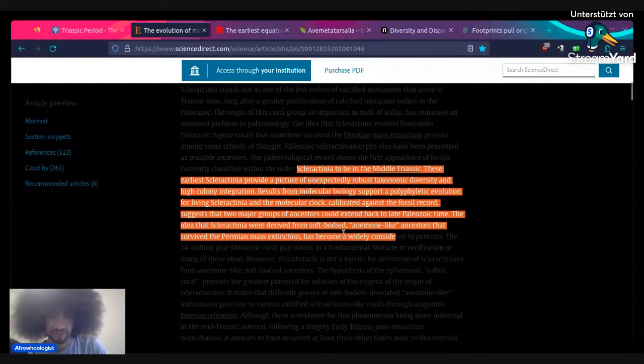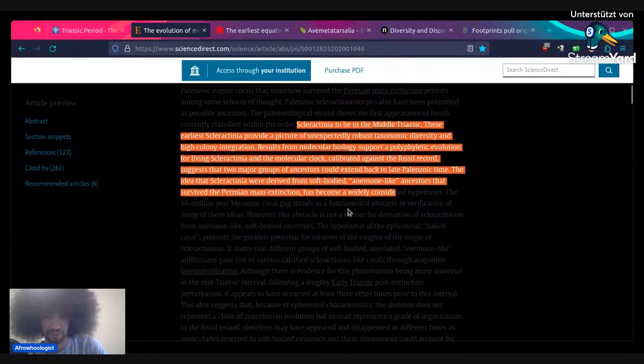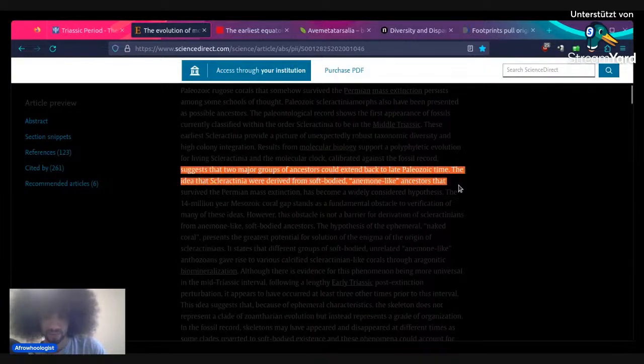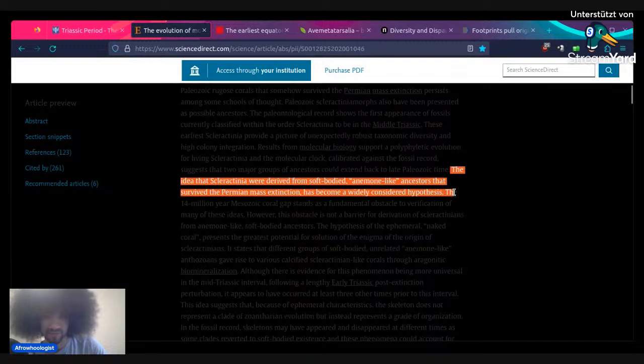The idea that scleractinia were derived from soft-bodied anemone-like ancestors that survived the Permian mass extinction has become a widely considered hypothesis, but one with no evidence. So the hypothesis is that they emerged from soft-bodied anemone-like ancestors. But where are they? Because when we look at the rock layers of these late Permian, early Triassic seas, it is a hellscape. When we talk about 70% of all genera going extinct, it is an absolute cataclysm.